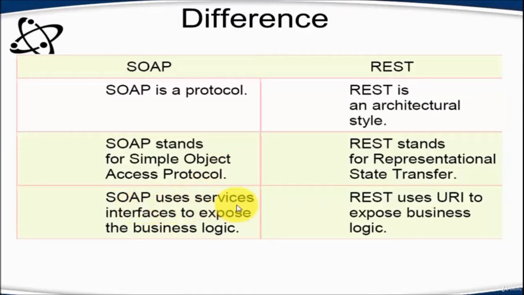SOAP uses a service interface to expose business logic. But in case of REST, we are using a URI to expose business logic. Means in case of SOAP services, the service interface, which is a style to develop services, is used to expose the business logic. But in the case of the REST API, URI is the way by which we can access these services.